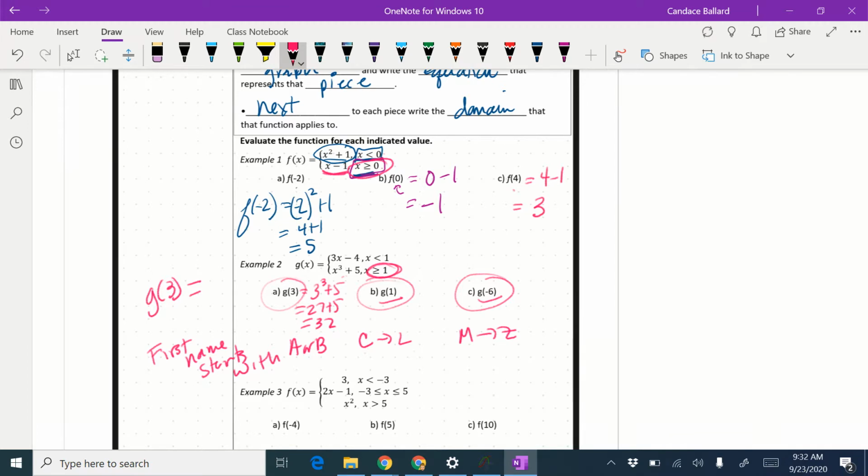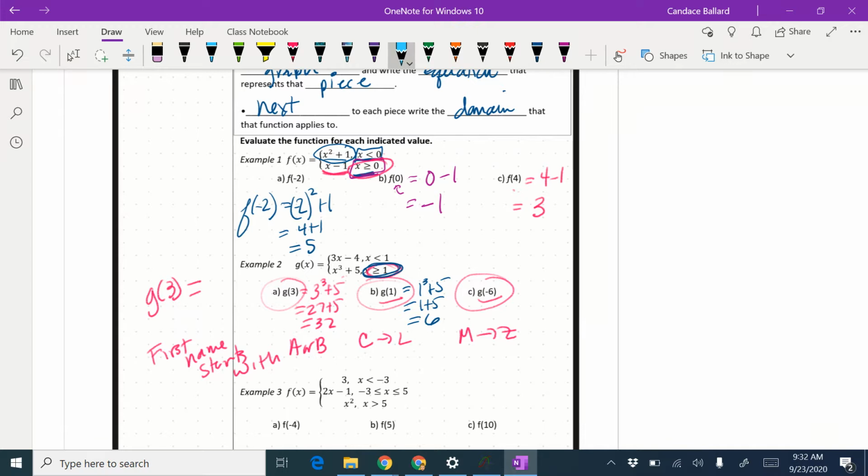All right, G of 1, it looks like a lot of people have gotten 6. So let's check to make sure that's correct. G of 1, I would have to go again into the bottom branch because it's equal to. So we've got 1 cubed plus 5, which gets me 1 plus 5, which is 6. That's what you guys are getting. Excellent work, you guys. I'm really impressed.